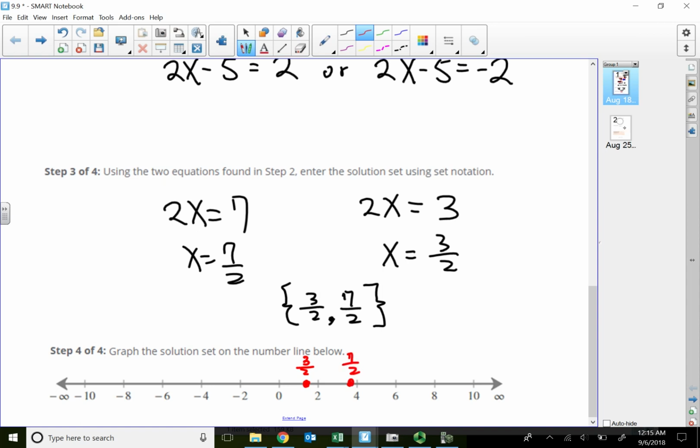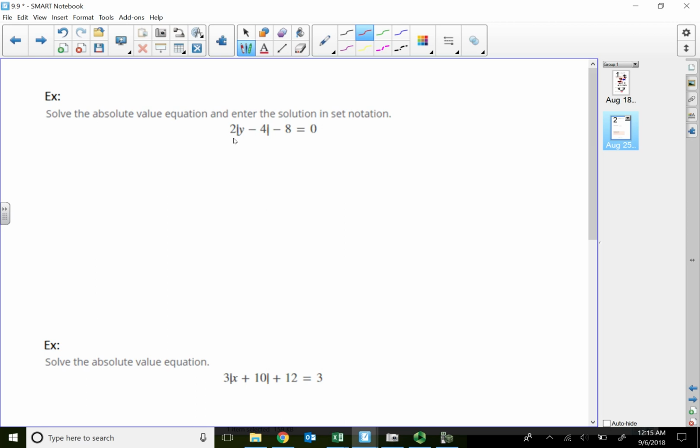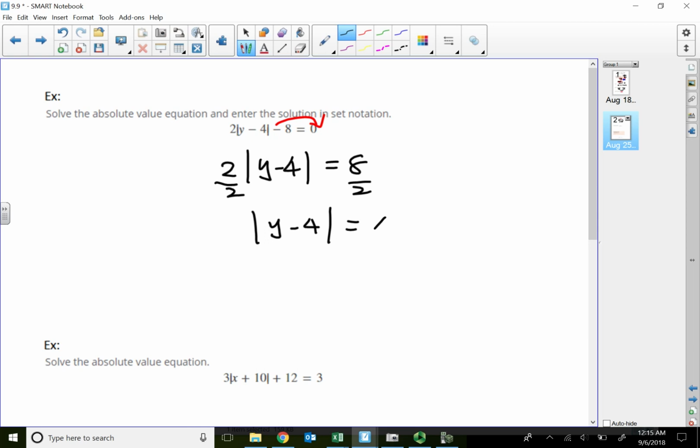Okay. All right, let's try other ones. So before you write two separate equations, make sure you isolate your absolute value term. Okay, you've got to do it in this order. Move the negative 8 over. That's 2 times absolute value of y minus 4 equal to 8. To isolate the absolute value term, divide both sides by 2. So absolute value of y minus 4 is equal to 4.